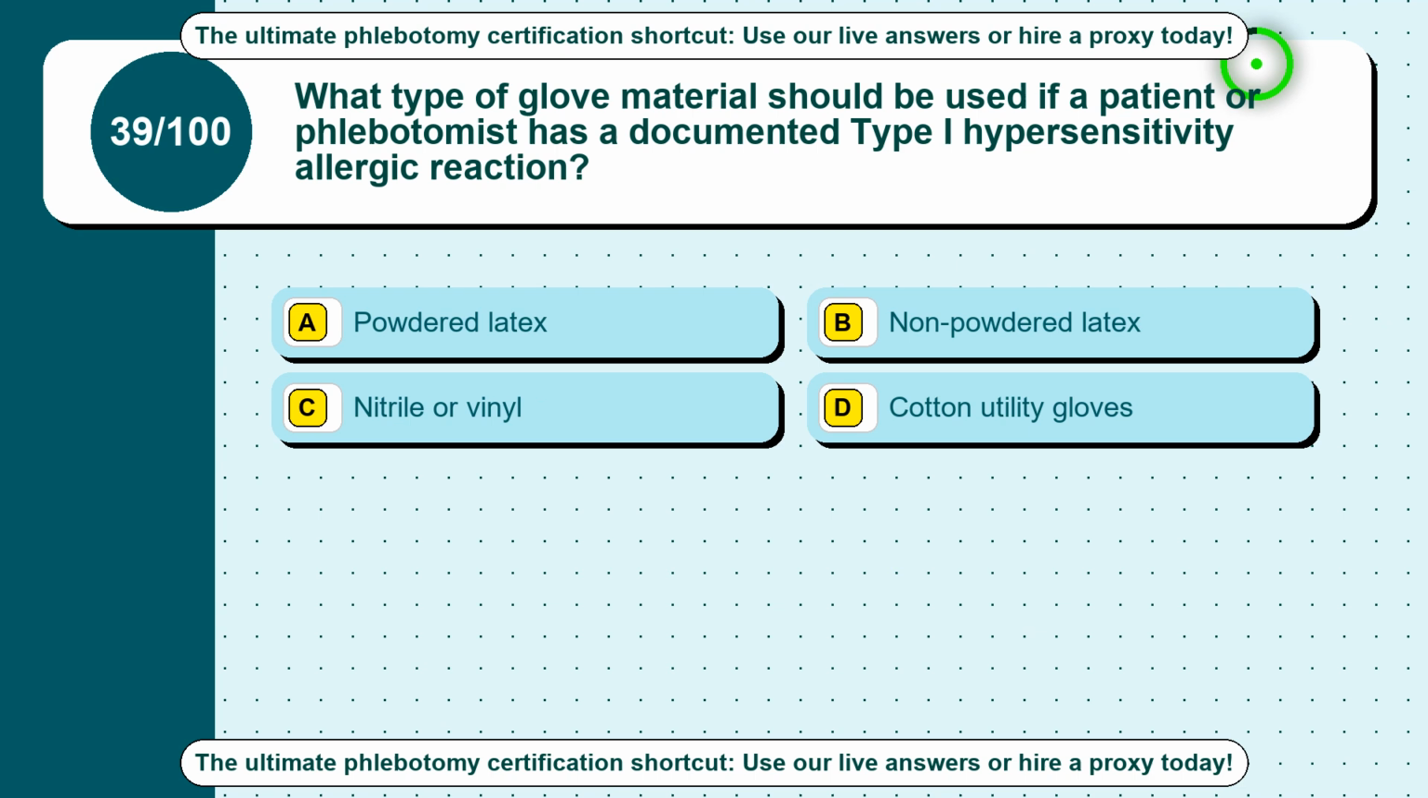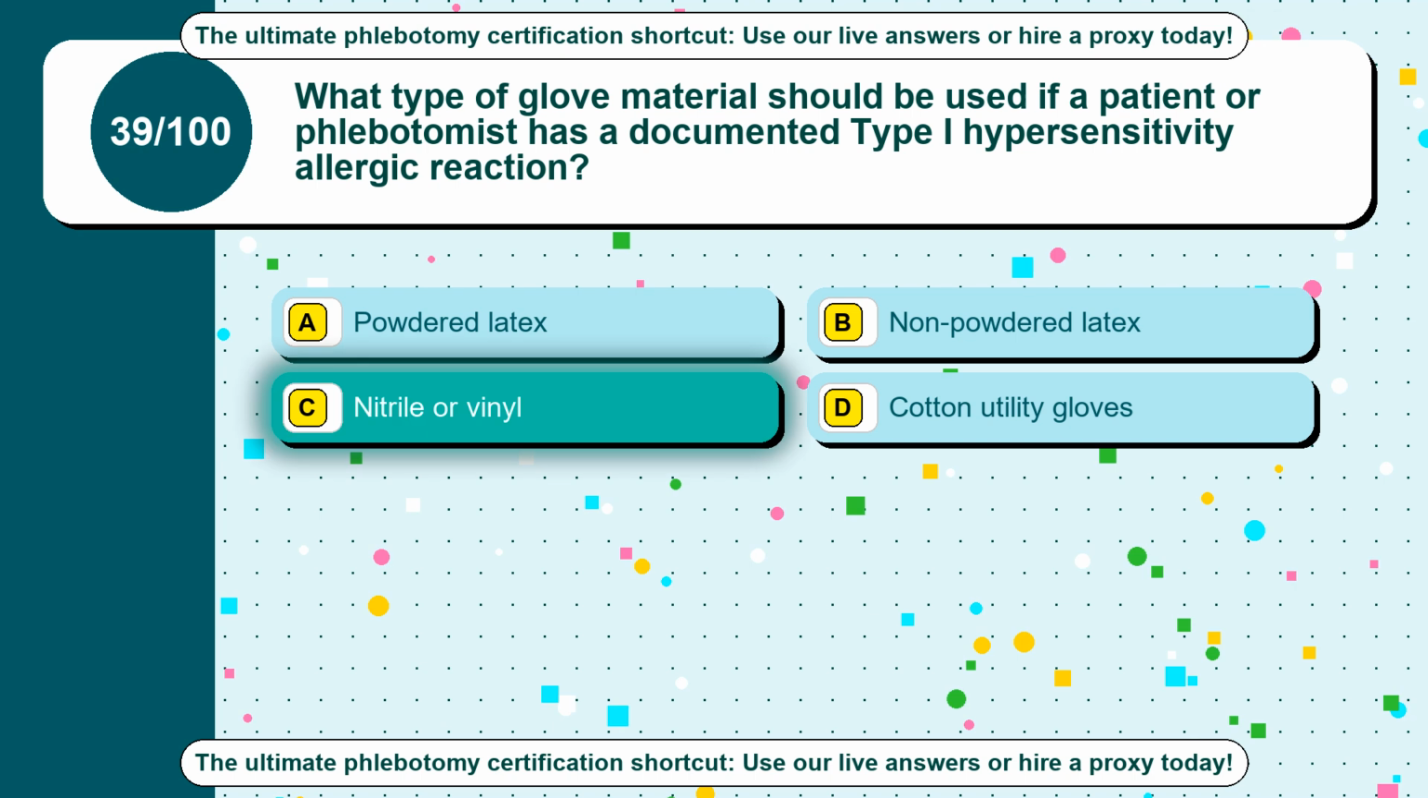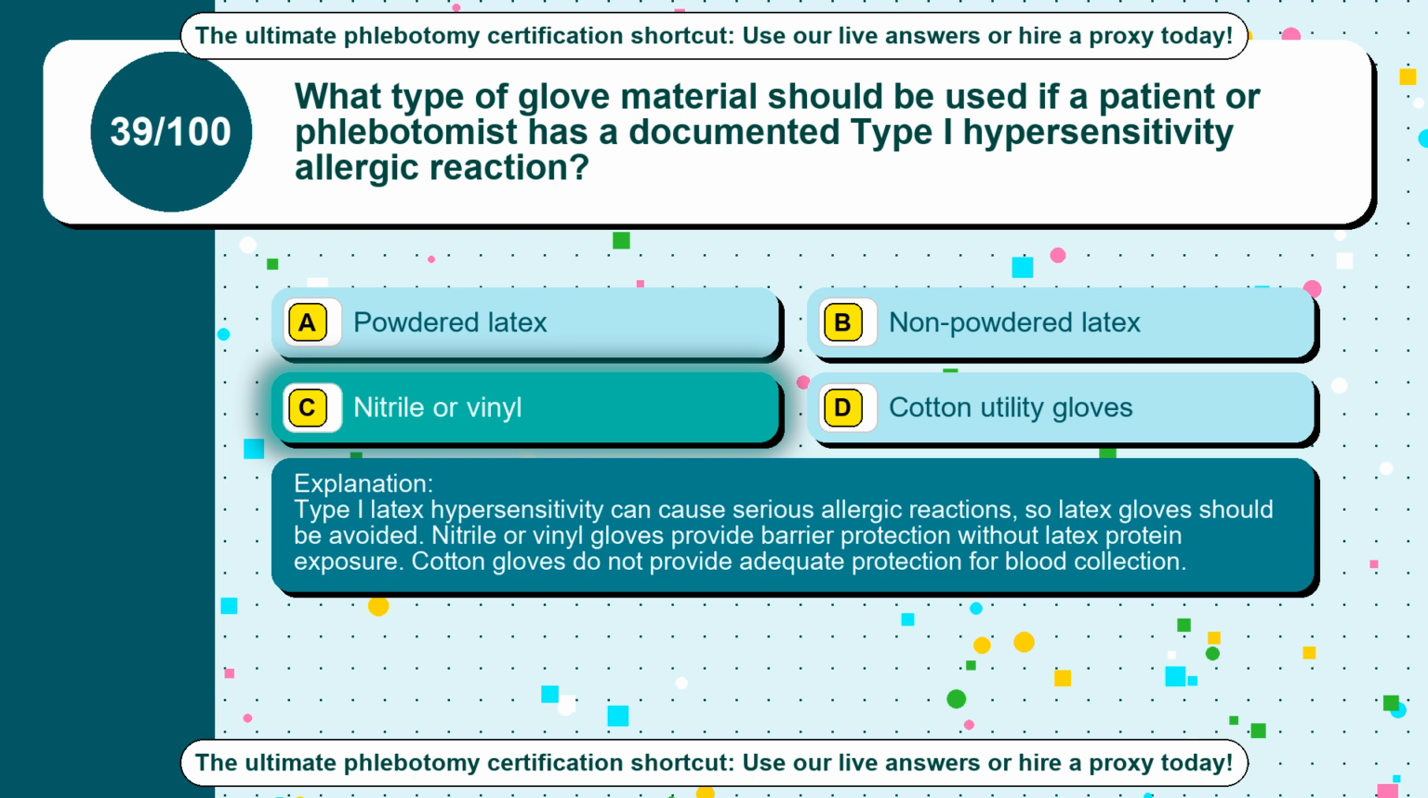Question 39. What type of glove material should be used if a patient or phlebotomist has a documented type I hypersensitivity allergic reaction? Option A, powdered latex. Option B, non-powdered latex. Option C, nitrile or vinyl. Option D, cotton utility gloves. The correct answer is Option C, nitrile or vinyl. Type I latex hypersensitivity can cause serious allergic reactions, so latex gloves should be avoided. Nitrile or vinyl gloves provide barrier protection without latex protein exposure. Cotton gloves do not provide adequate protection for blood collection.